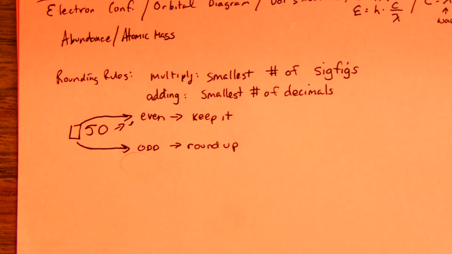Everybody good with significant figures? If I have 0.0023, how many sig figs do I have?